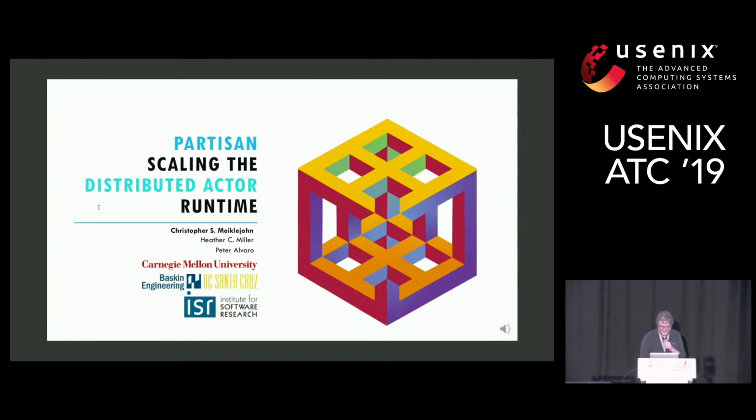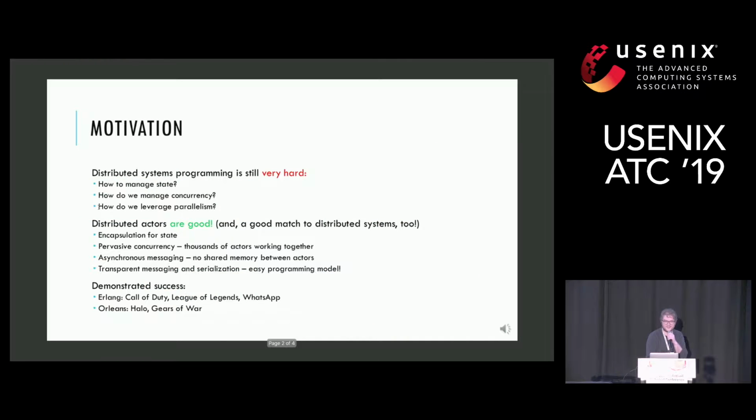What's up? My name is Chris. I'm going to talk about scaling the distributed actor runtime with Partisan. So distributed programming is still very difficult. Everybody here is probably doing it today in some form or another. And the three main problems that we have to focus on are around state management. When we add concurrency, state management gets very difficult. This is pretty straightforward. And then ideally, we want to take advantage of all the available parallelism that we have.